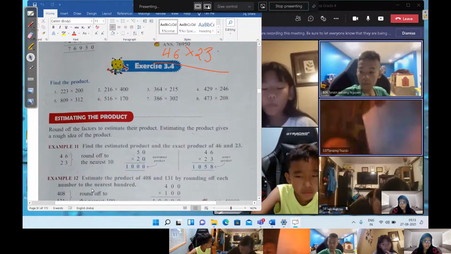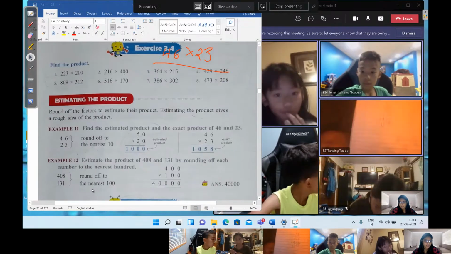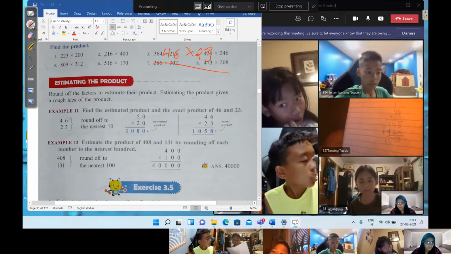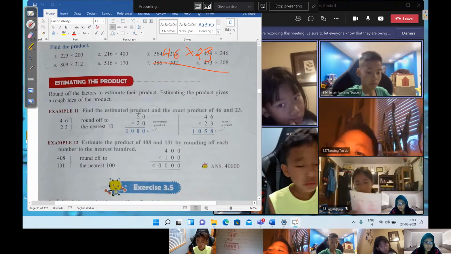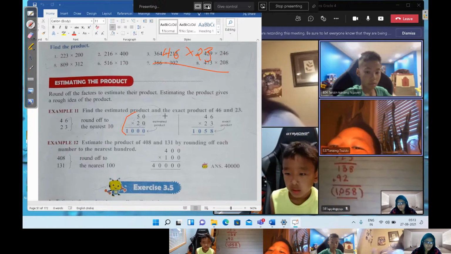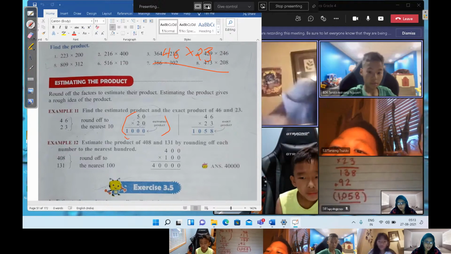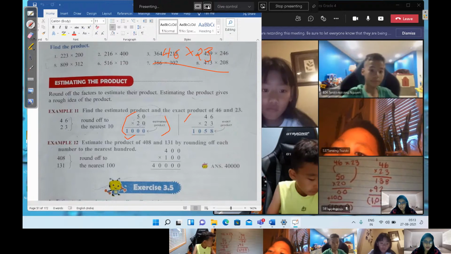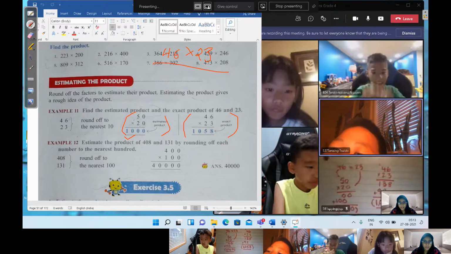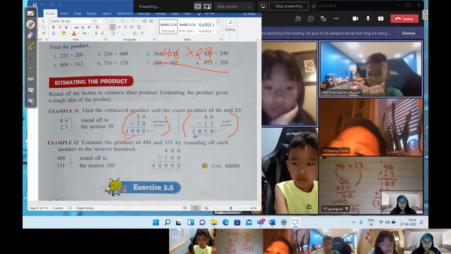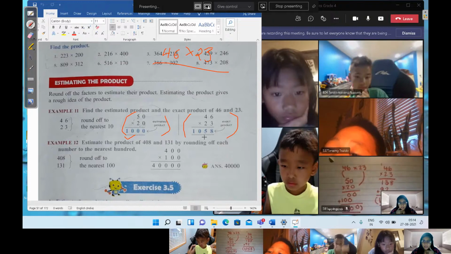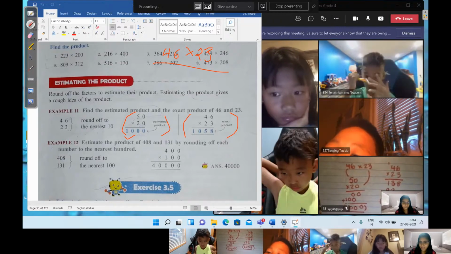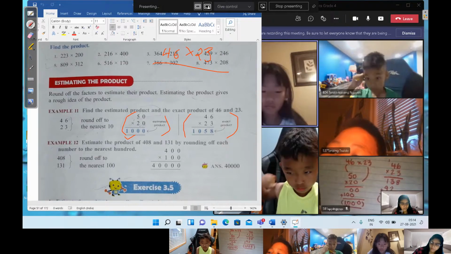See, your answer is correct. Let's check. You can see here, that answer is right, yes or no? Yes. Our answer is 1000. Yes or no? That is the estimated. Okay, and in the exact product, our answer is 1058. So the answer is correct, 8581. You can see you're correct.